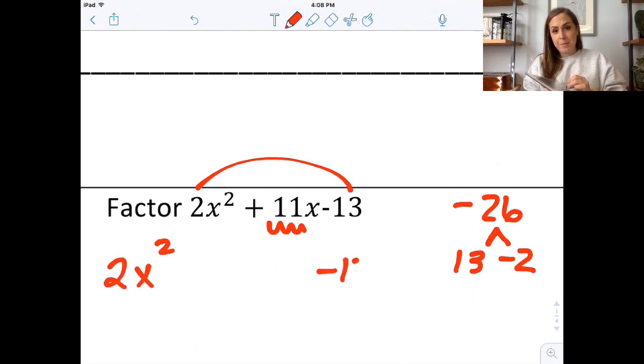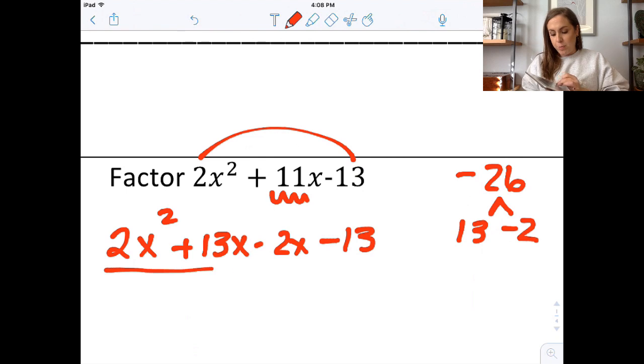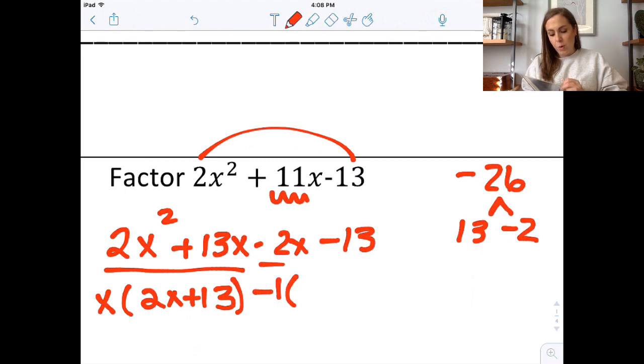So the first term is going to stay as it is. The last term is going to stay as it is. But that middle term I can break up to be 13x minus 2x. And notice if we recombine those, we would get back to 11x, right? So now we're going to factor by grouping. So group your first two, take out an x. That leaves you with 2x plus 13. Second two, take out a negative 1. That leaves you with 2x plus 13.